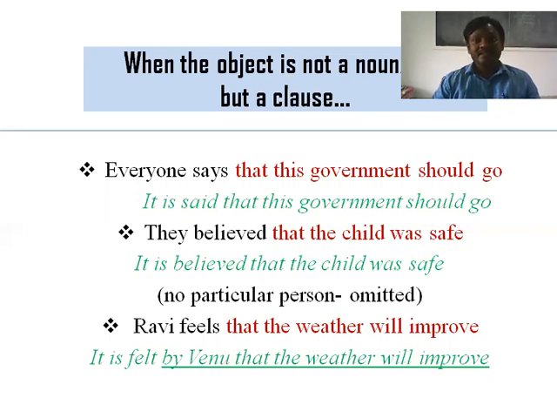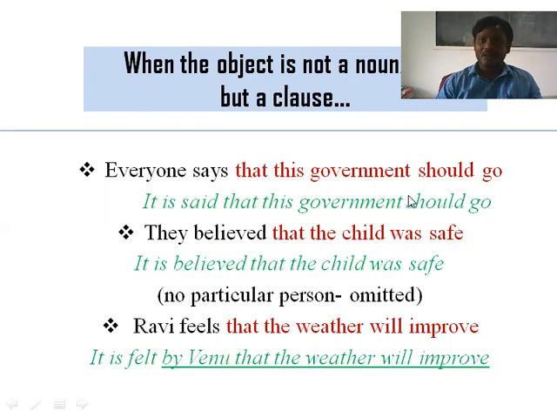Everyone says that this government should go. Everyone is the subject here. Says is the verb. That this government should go is the object. What we need to understand here is that it is not an NP. It is not a noun phrase or a noun. It is in fact a noun clause. It is a whole sentence that has occurred in the object position. In these types of sentences, we make use of this 'it'. The passive form of says is: it is said that the government should go.